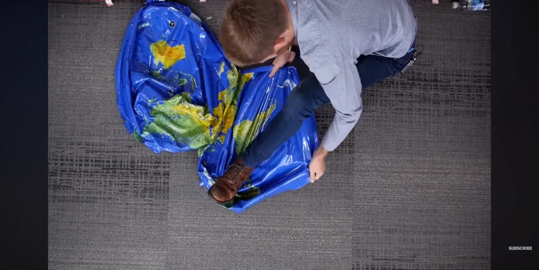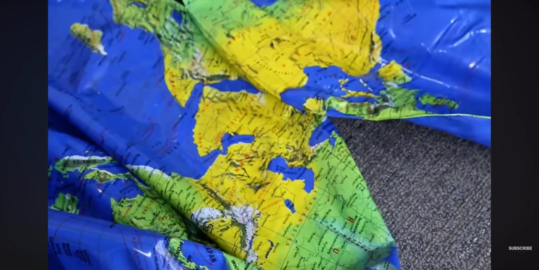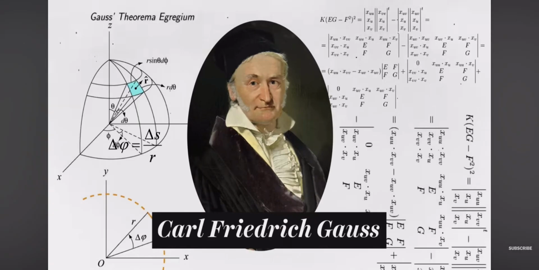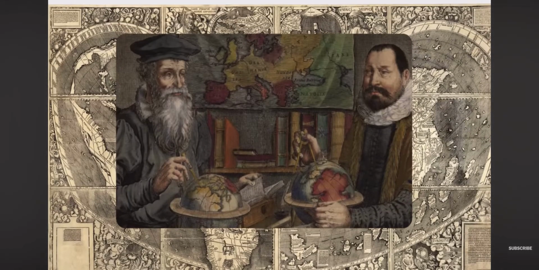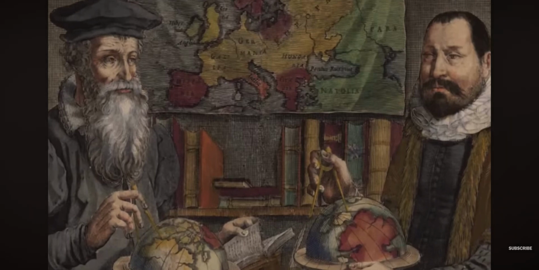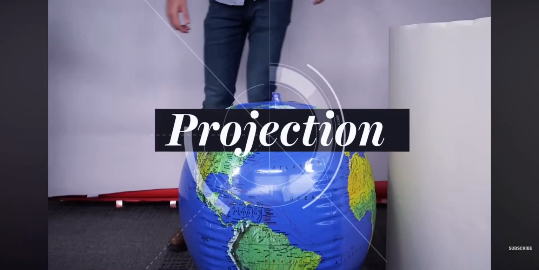And that right there is the eternal dilemma of map makers. The surface of a sphere cannot be represented as a plane without some form of distortion. That was mathematically proved by this guy a long time ago. Since around the 1500s, mathematicians have set about creating algorithms that would translate the globe into something flat. And to do this, they use a process called projection.